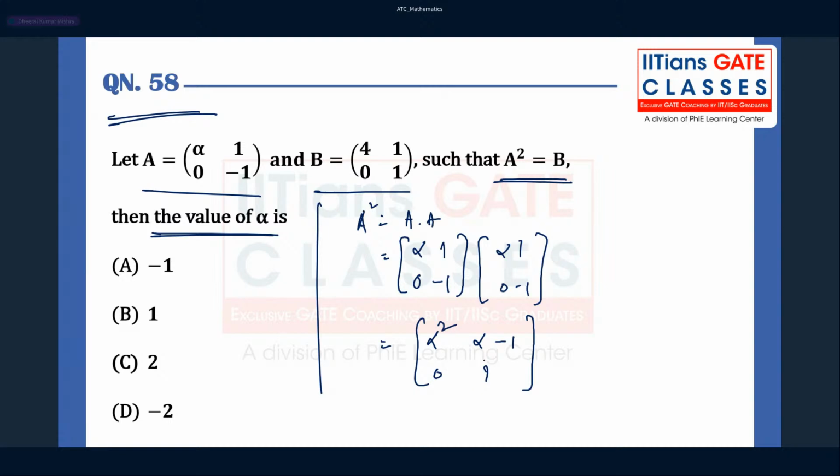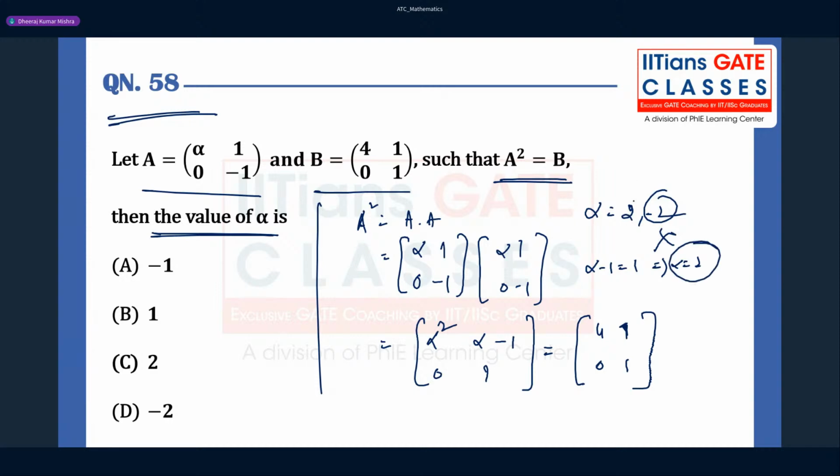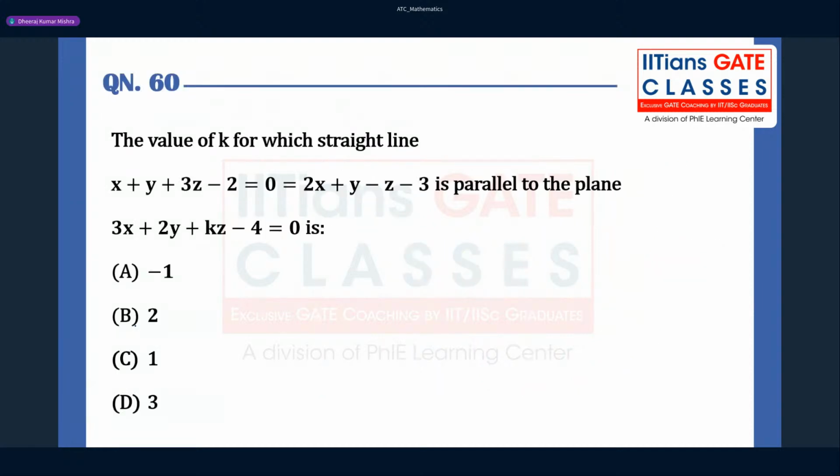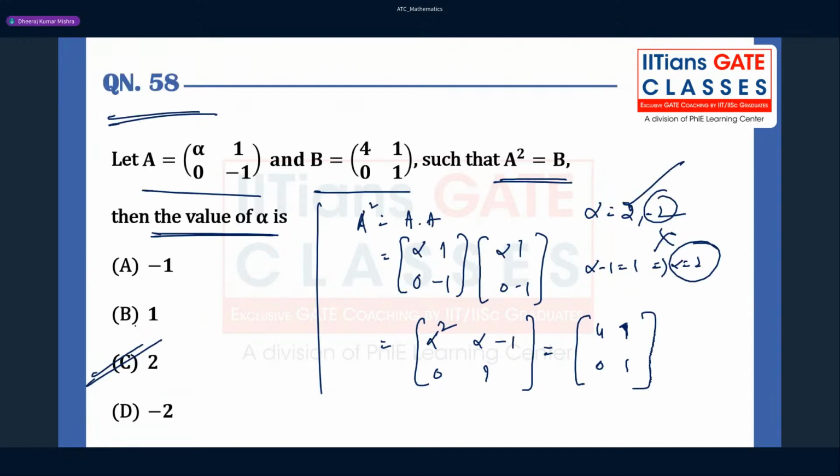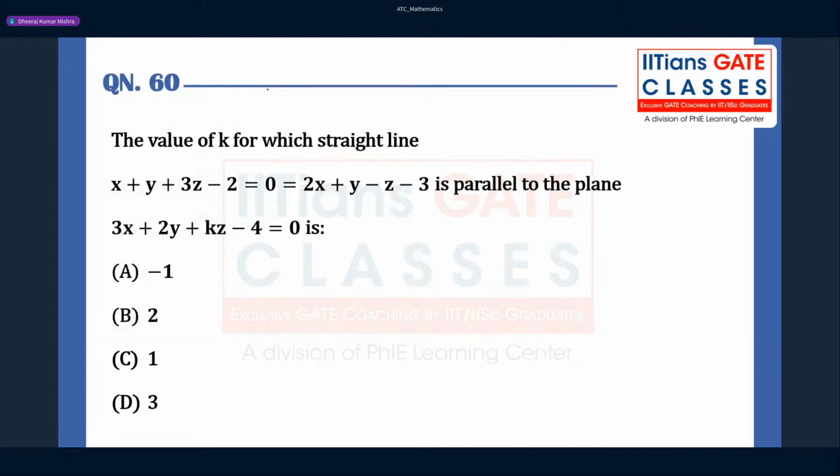Now you can equate this with 4 1 0 1, right? So you see alpha is coming out to be 2 and minus 2, but minus 2 will not be correct because alpha minus 1 equal to 1, which gives alpha equal to 2. So alpha equal to 2 is the correct answer for this question. This is a very simple question that you guys can do. This question can be done in 20 seconds. These are the doable questions.